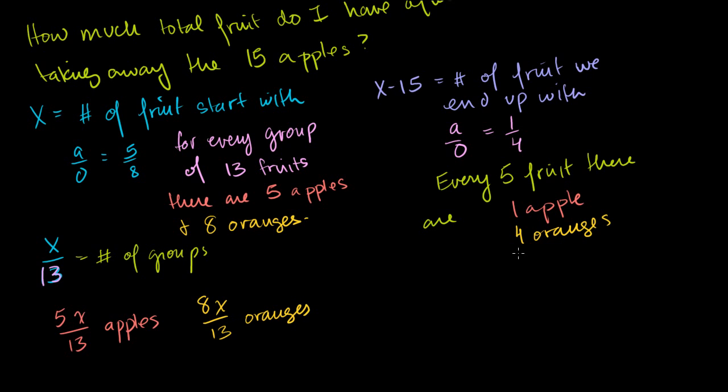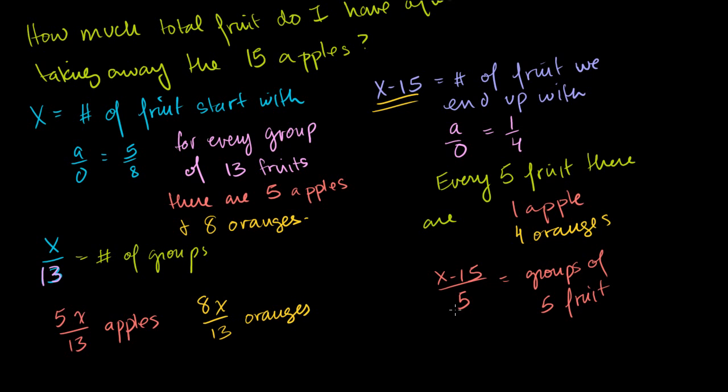Fair enough. So how many groups of 5 fruit do we have? Well, this is the total number of fruit we're left with after we took 15 away. So how many groups of 5 do we have? We take the total number of fruit, x minus 15, divided by how many fruit we have per group. And this is equal to the groups of 5 fruit.